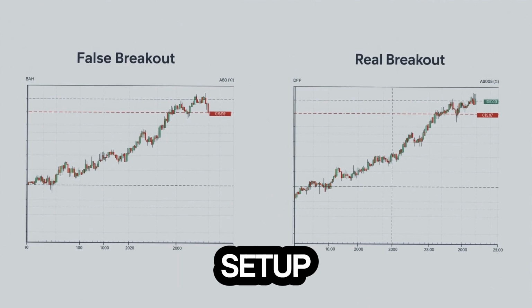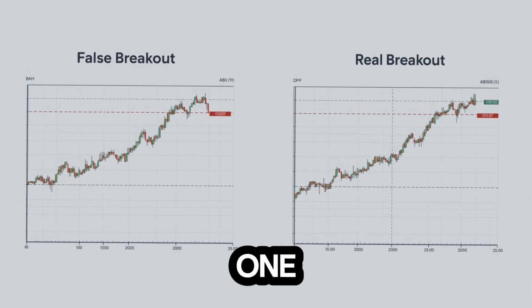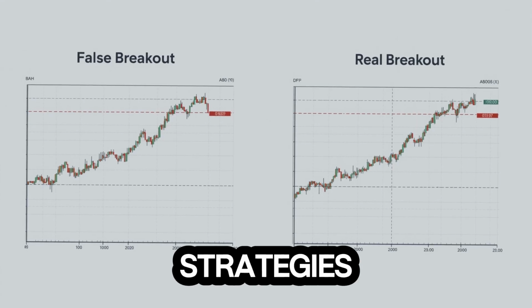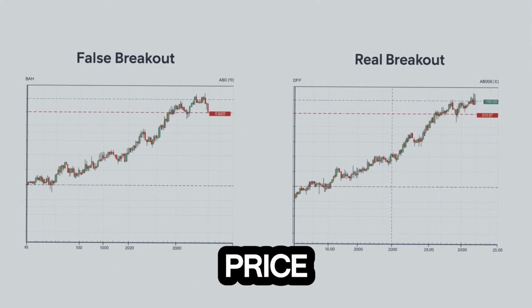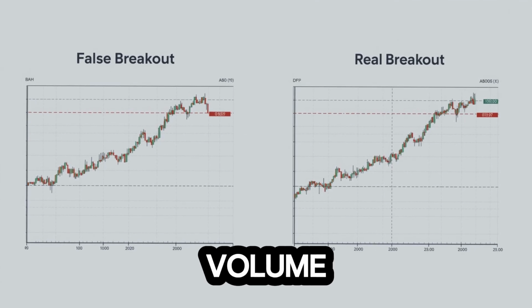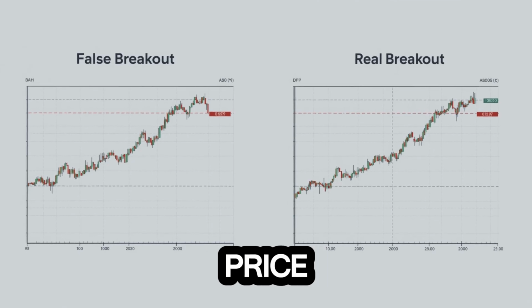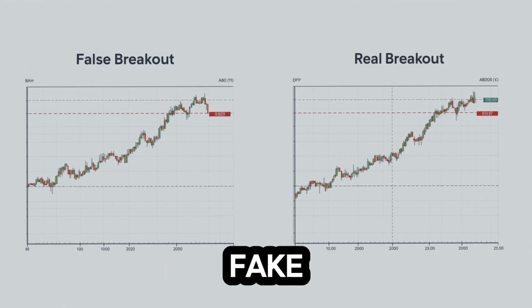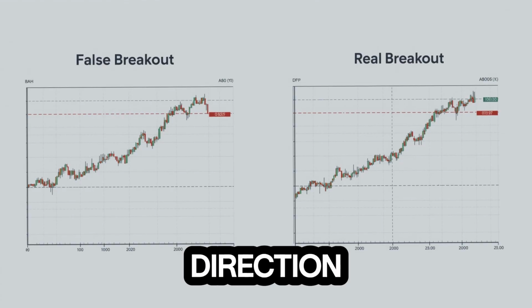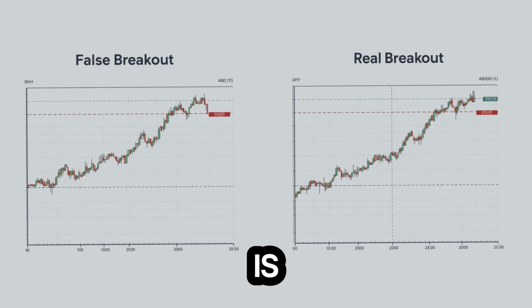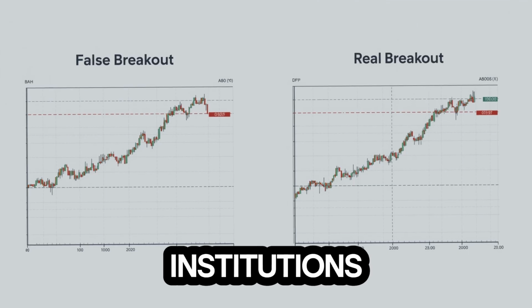3.5. The trap setup: stop hunt reversal strategy. One of the most powerful liquidity strategies. Step by step: wait for price to break a key high or low. Volume spikes and stop losses are triggered. Price immediately rejects, creating a fake out. Enter in the opposite direction. Target the next liquidity level. This is a classic smart money move. Retail gets trapped. Institutions get in cheap.